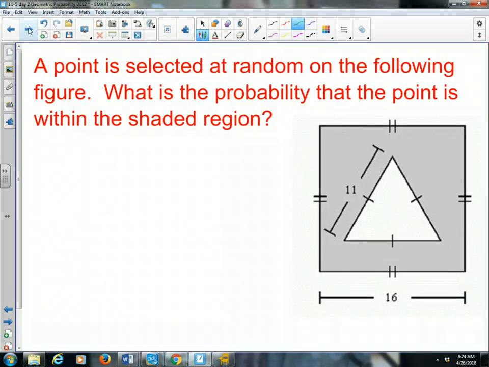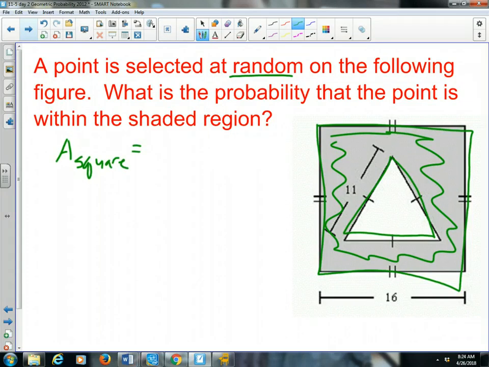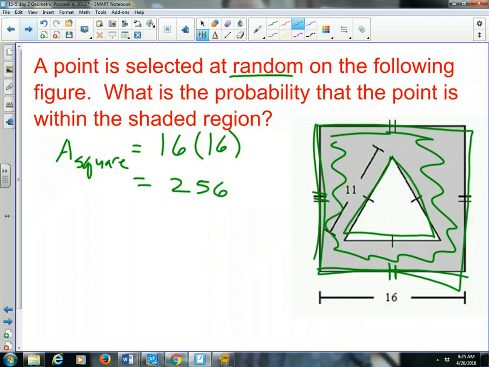All right, on this one, what is the probability, again at random, that it lies in the shaded region? So the shaded region is all this gray region around here. So what I'm going to do is I'm going to find the entire square, find the triangle, subtract the two of them, and that's going to be my favorable region. So the area of the whole square, the area of the square is base times height, 16 times 16. Because this has 2 tick marks and this has 2 tick marks, they're congruent, 16 by 16. So the total area is 256. So maybe over here as well I'll have my fraction. 256 is my denominator. That is my total area.